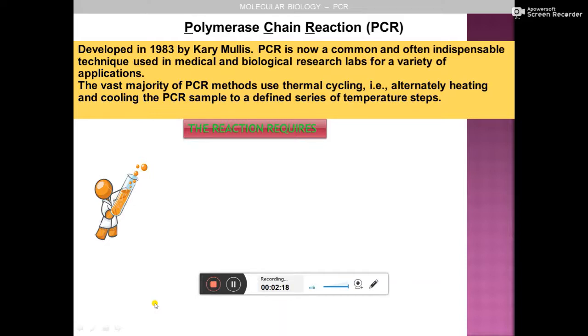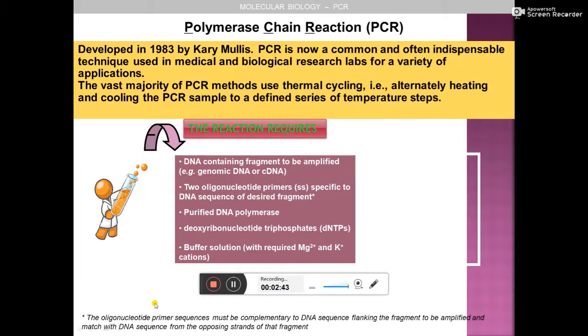Now coming to PCR, the photocopying machine of DNA, it was developed in 1983 by Kary Mullis. The vast majority of PCR methods normally use thermal cycling. That is, alternately we heat and cool the PCR sample to a defined series of temperature steps. And the reaction normally requires a DNA containing the fragment which has to be amplified. It could be genomic DNA or cDNA, whatever it is. Then you need two oligonucleotide primers which are specific to the DNA sequence of your desired fragment.